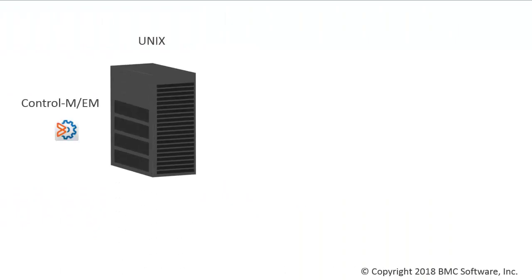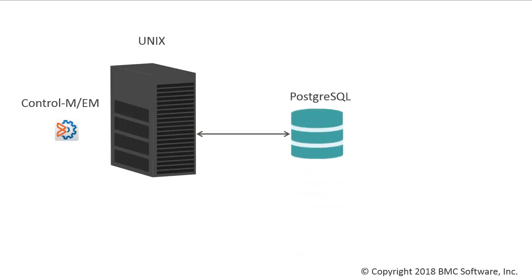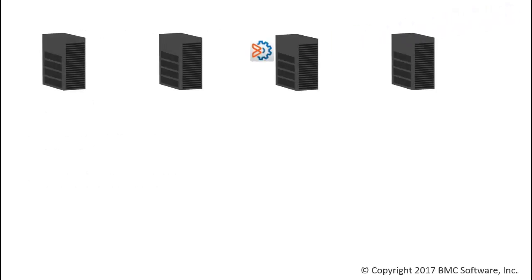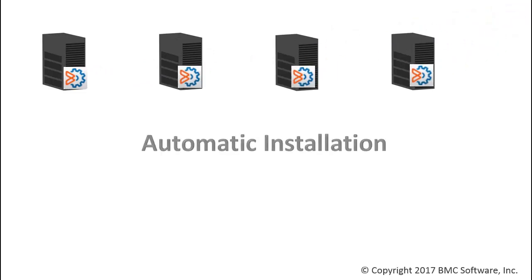In this video, you will learn how to install Control-M Enterprise Manager on Unix using an existing PostgreSQL database. This custom installation allows you to choose the database server, database names, usernames, host names, and port settings. If you want to install multiple instances of Control-M EM on several computers using the same configuration, use the automatic installation as described later in this video.